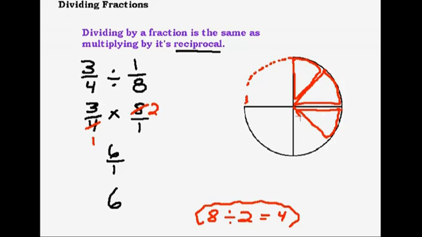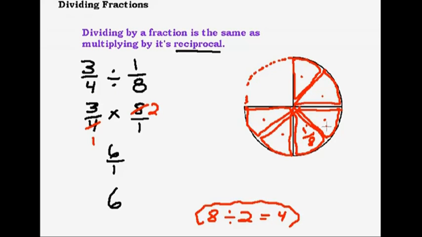There's 3, 4, I think you can see what's going to happen here, 5, and 6. So each of these red pieces here is an eighth of the pizza. And how many eighths will fit into 3/4? 6 of them. 1, 2, 3, 4, 5, 6.